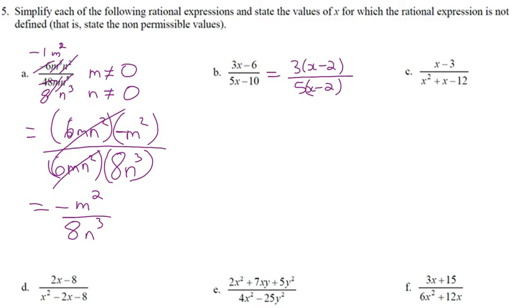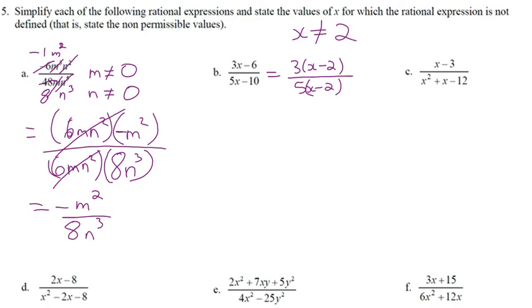Okay, next one, about as easy as they get. We're factoring 3(x - 2) over 5(x - 2). What's the non-permissible value? Maybe 2. Nothing wrong with 0. You put a 0 in there, 0 is fine. Put a 0 in there, you get negative 6 over negative 10. So what, right? That's negative 3/5.